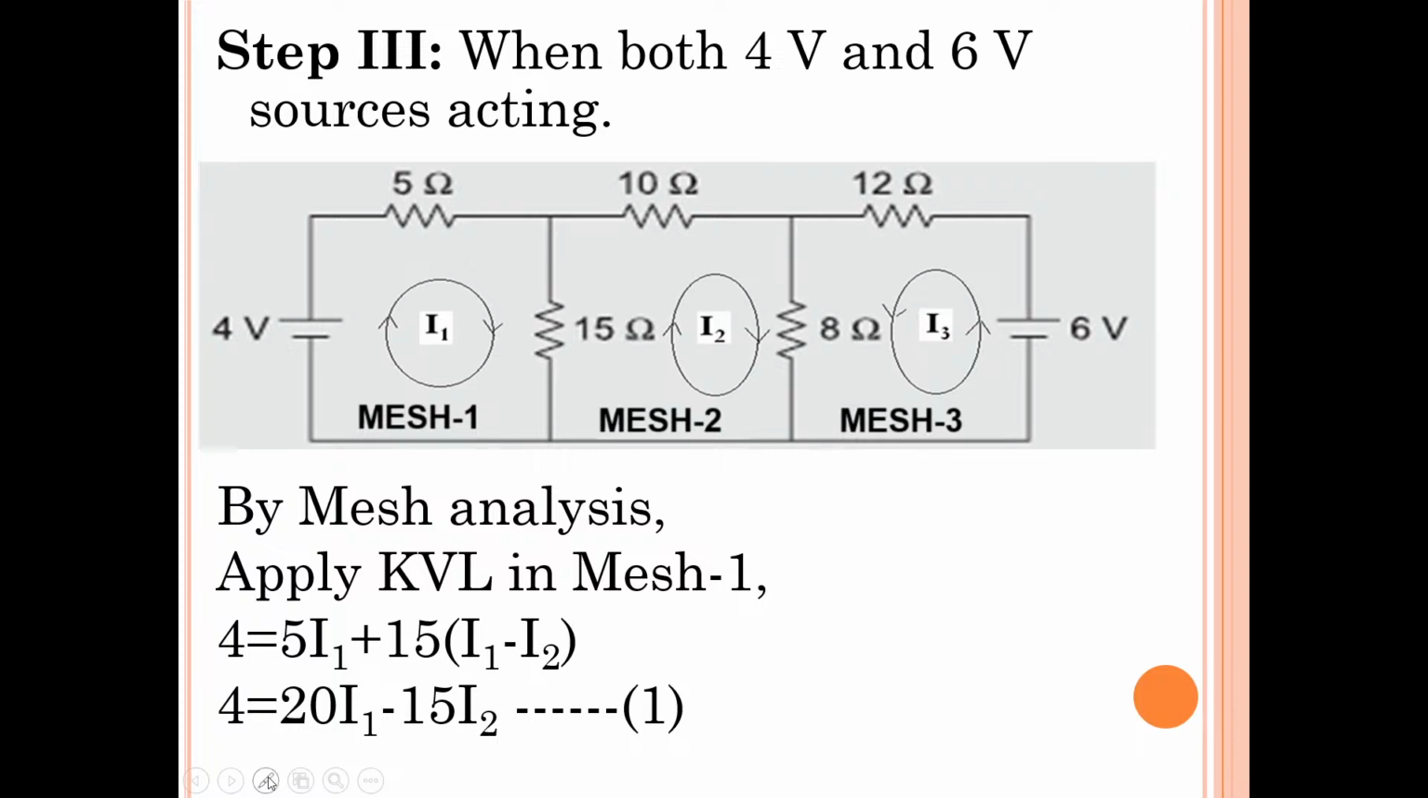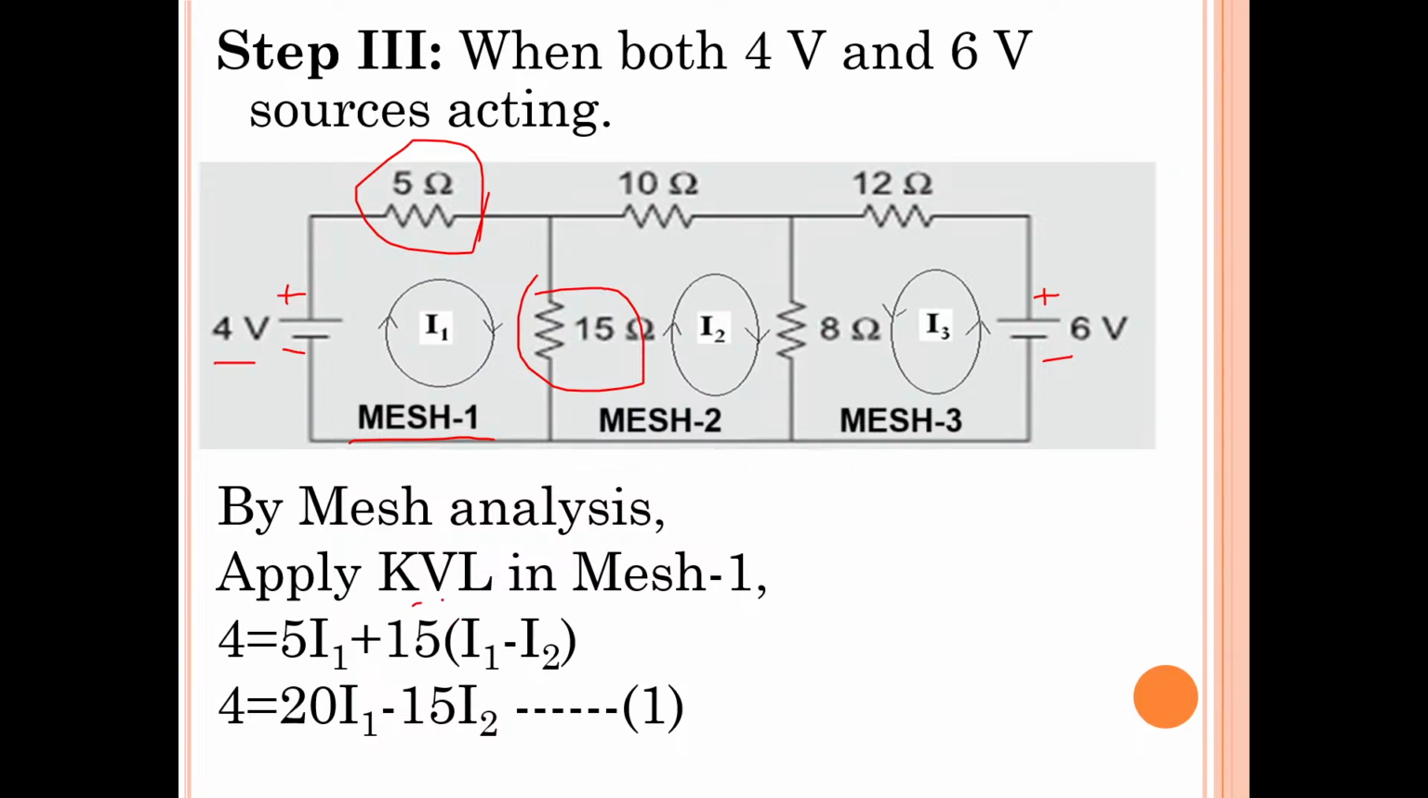Now let us consider loop 1, or mesh 1. In mesh 1, if you observe, what are all the elements? This is a source, with a positive terminal and a negative terminal. Here also, this is the positive terminal and this is the negative terminal. So here you can see a voltage source, a 5 ohms resistor and a 15 ohms resistor. Total 3 elements are there in mesh 1: one voltage source and 2 resistors.